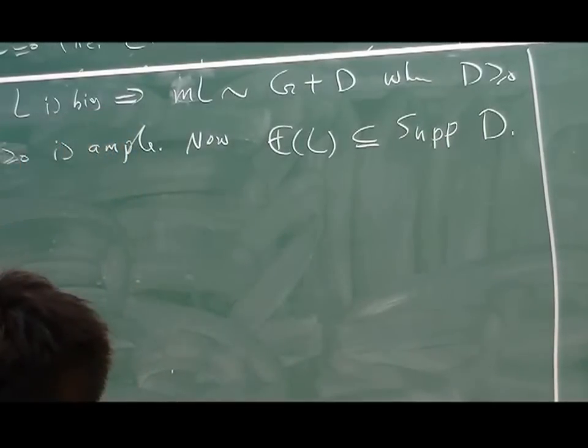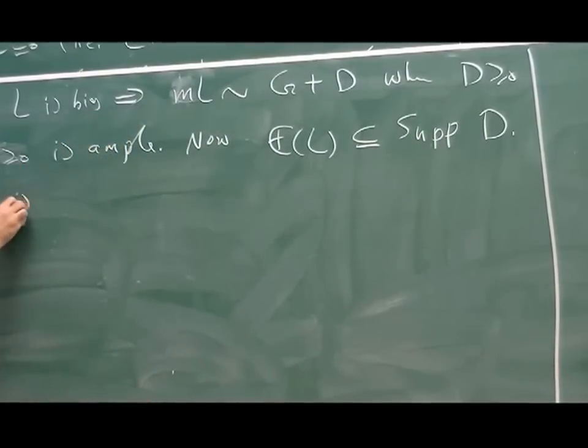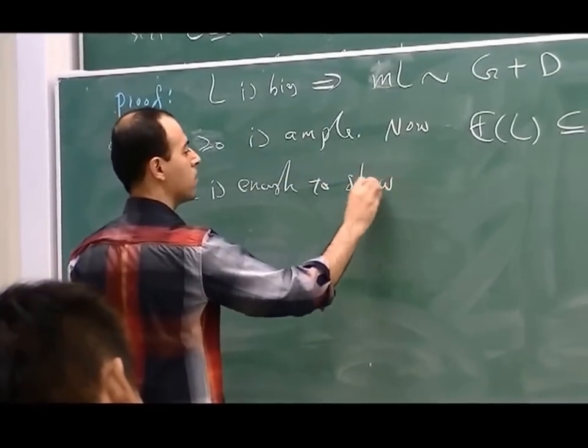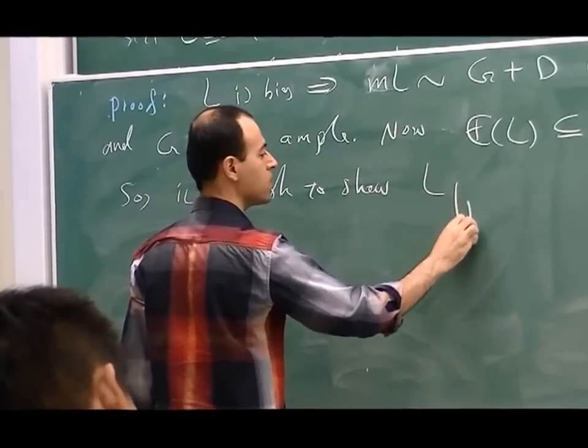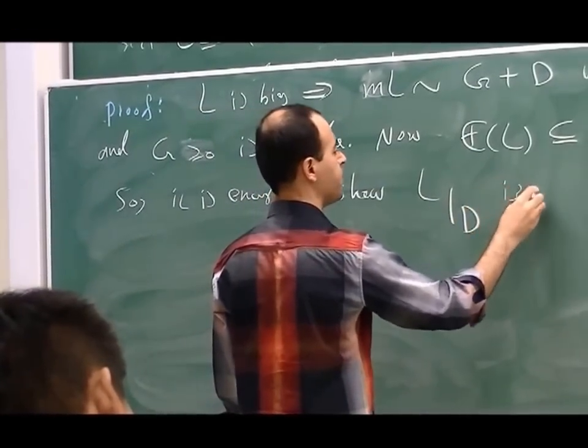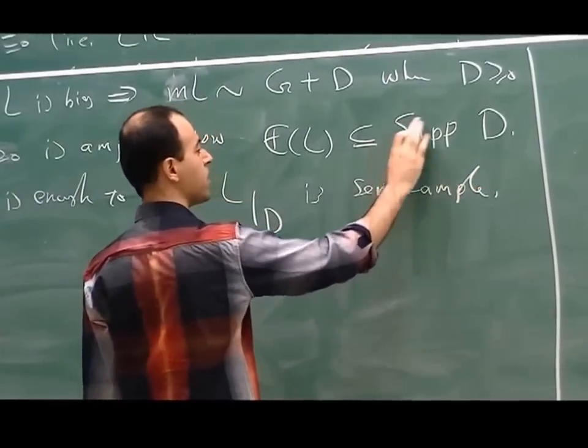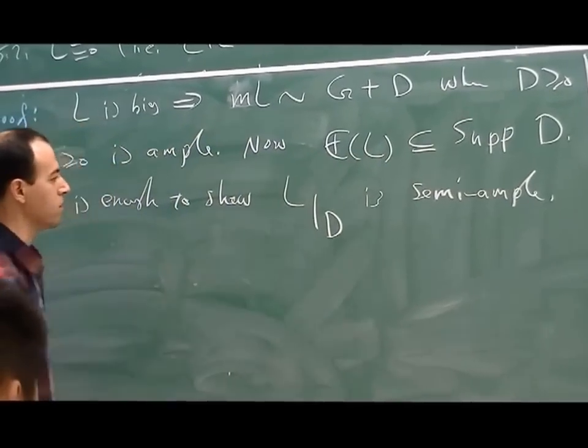So it is enough to show that L restricted to D is semi-ample. It's just because D contains this exceptional set.